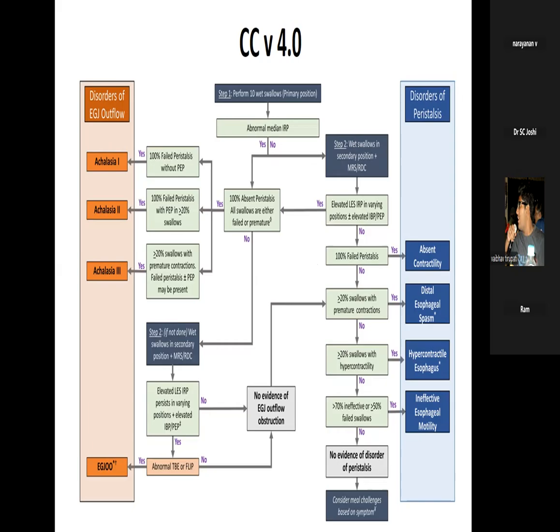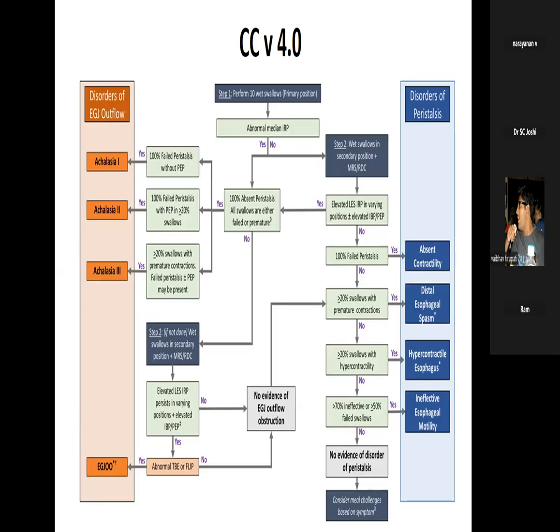And when we do not find any abnormalities in any of these things, one has to consider a meal challenge based on symptoms. Patient complaining of dysphagia with solid food, we have to ask them to eat something solid and see what happens. Same way here, when we think of EGJ outflow obstruction, previously we used to say maybe achalasia variant, we used to do a barium swallow, CT scan, all those things, look for causes outside. Now they are suggesting that we do a timed barium esophagogram or FLIP if available. If the timed barium is abnormal, then you think of EGJ outflow obstruction, which may be an achalasia variant, where you can offer the patient myotomy.